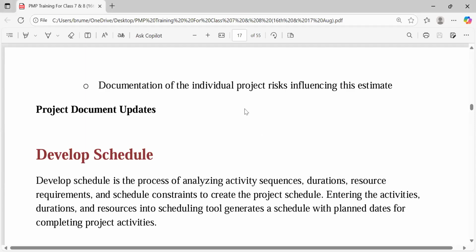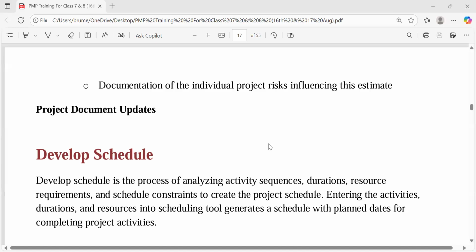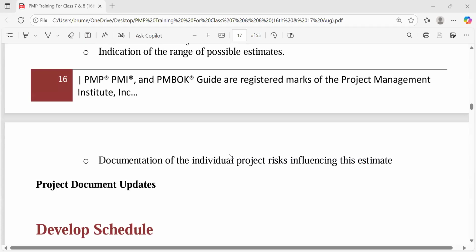Just let me know if you can see the screen where you are and tell me what you can see on the screen. Ridwan, can you see my screen? Yes, I can see your screen. So now what's showing? I can see documentation of individual project risk influence the estimate. Wow, so you can see clearly.